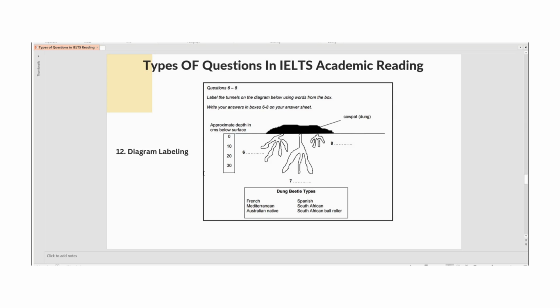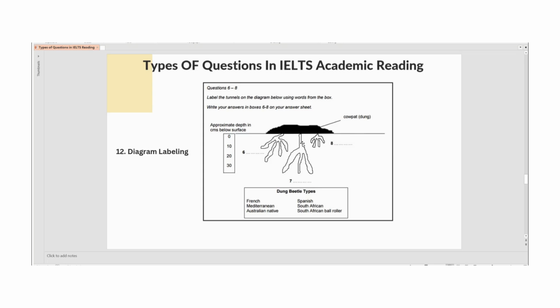So this is an example of diagram labeling. Label the tunnels of the diagram below using words from the box. Write your answers in boxes 6 to 8 on your answer sheet. In this example, they have also provided us with a box. You have to select words from this box and label the diagram, or fill in the blanks, or answer question numbers 6, 7 and 8.